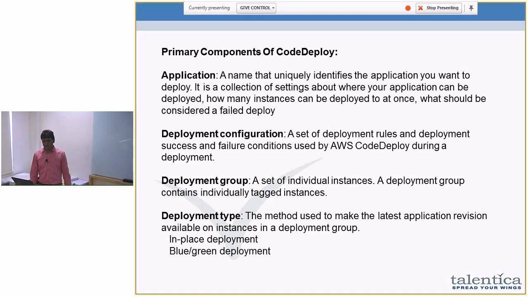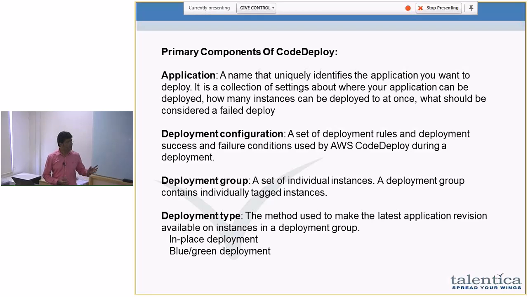The main component of CodeDeploy is the application. An application is a set of deployment groups, like a collection of settings where our application can be deployed. We create the application from the AWS console. Deployment configuration sets up the AWS deployment rules and the deployment success and failure conditions used by AWS CodeDeploy.